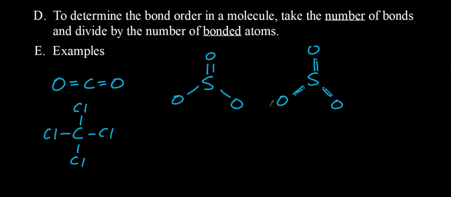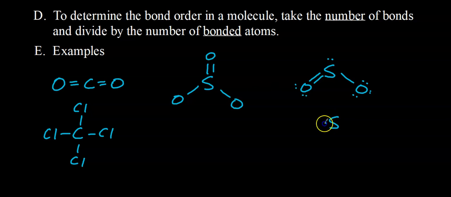All right, let's try one more. Go ahead and either redraw or look at the Lewis structure for sulfur dioxide. Here it is again. Go ahead and pause the video and determine the bond order in this molecule. So this time we have 3 bonds total divided by 2 bonded atoms. Again, we don't count the central atom. 3 bonds divided by 2 bonded atoms. We get a bond order of 1.5.